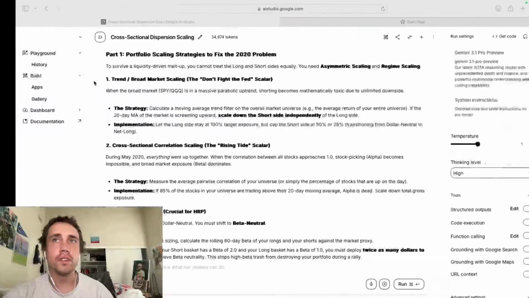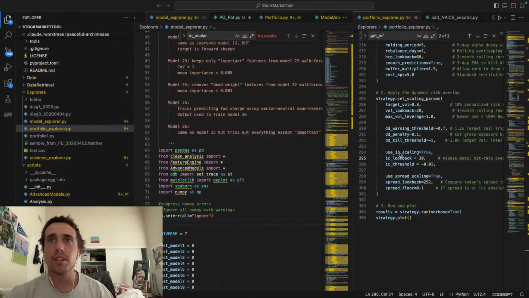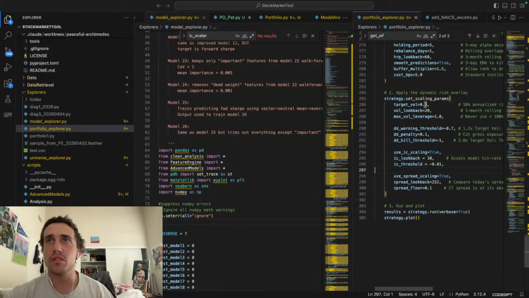So if I remove volatility scaling, basically if I'm only using IC and drawdown scaling, it's not working. So let's change target volatility to 0.1.